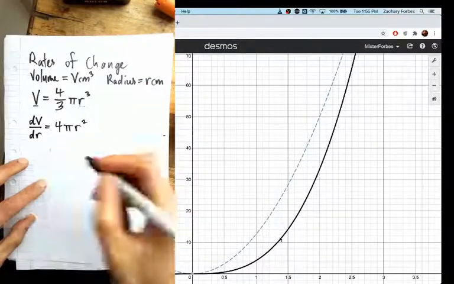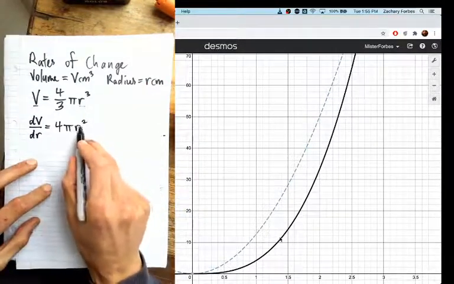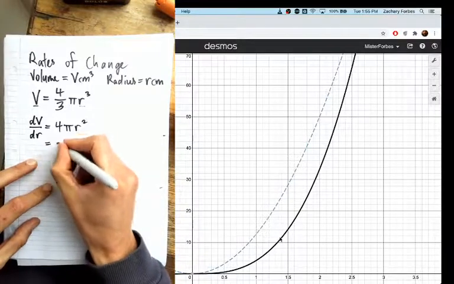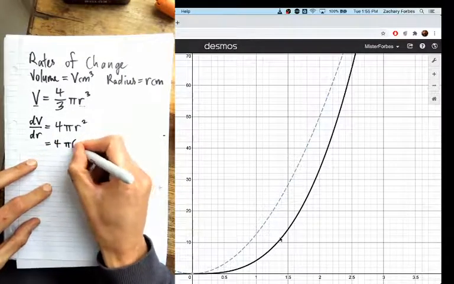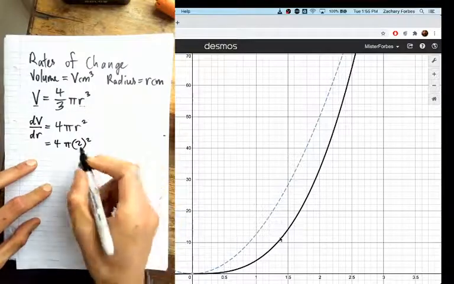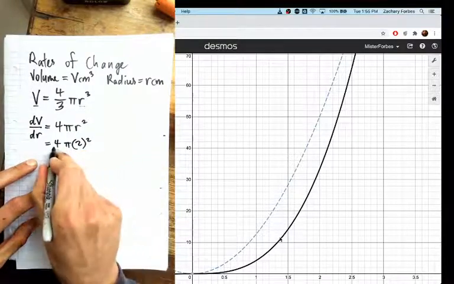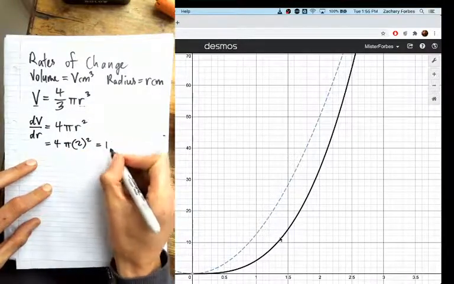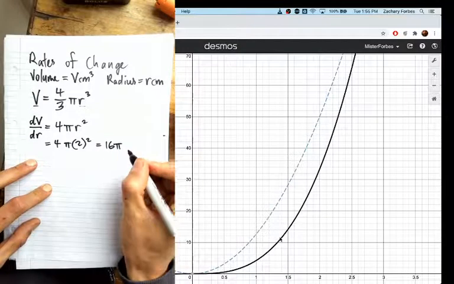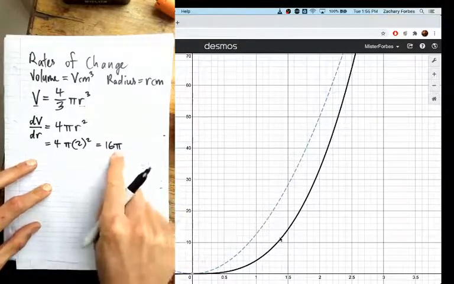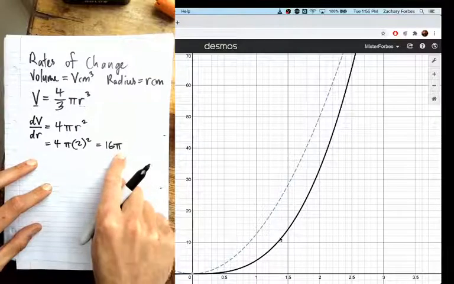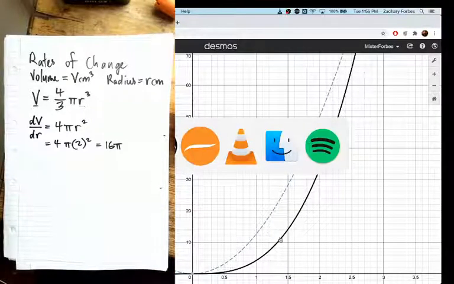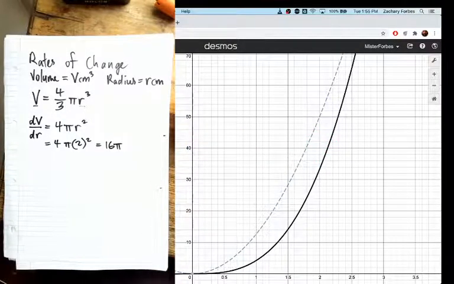So what we have to do is we just substitute a 2 into r there. So that's going to be 4 pi 2 squared. 2 squared is 4, 4 times 4 is 16, so that makes it 16 pi. Or, to be honest, in calculus you can get away with writing 16 pi, but just to get an understanding, we're going to do a little bit of calculation so we can sort of see what that number is.